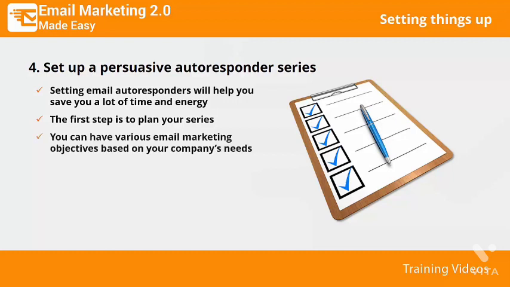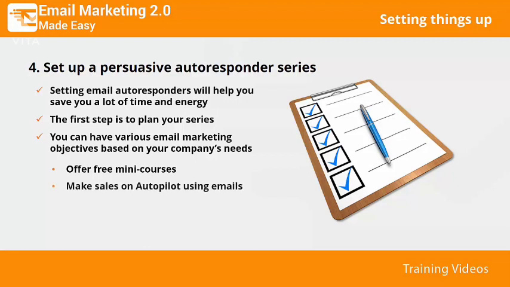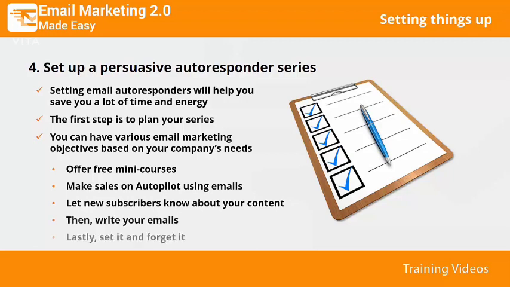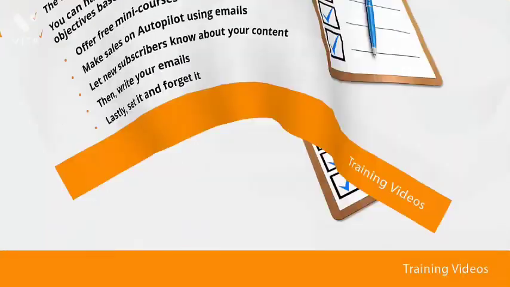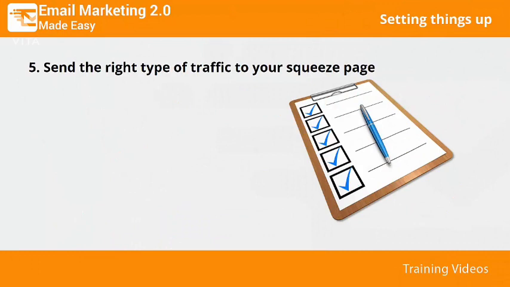You can have various email marketing objectives based on your company's needs. So let me share some ideas that you can use to increase conversions with your email autoresponder series. Offer free mini courses. Make sales on autopilot using emails. Let new subscribers know about your content. Then write your emails. And lastly, set it and forget it. Send the right type of traffic to your squeeze page.